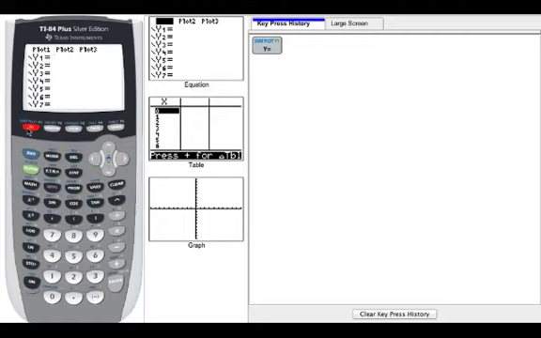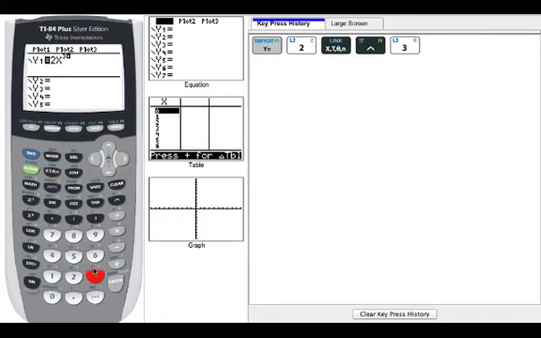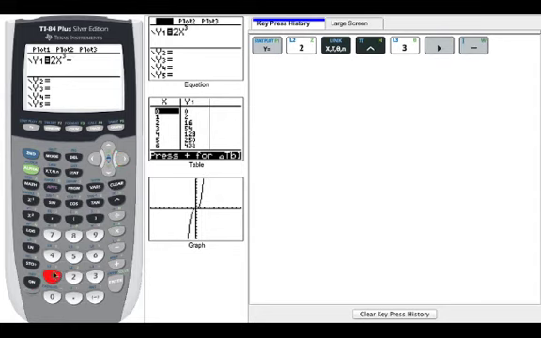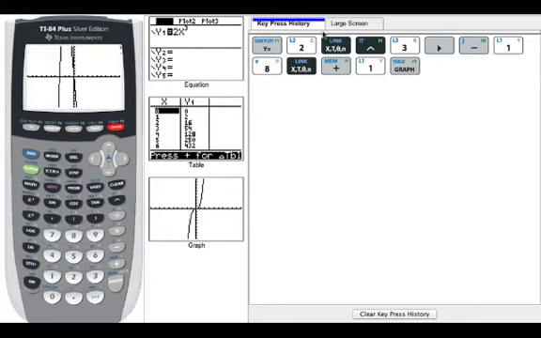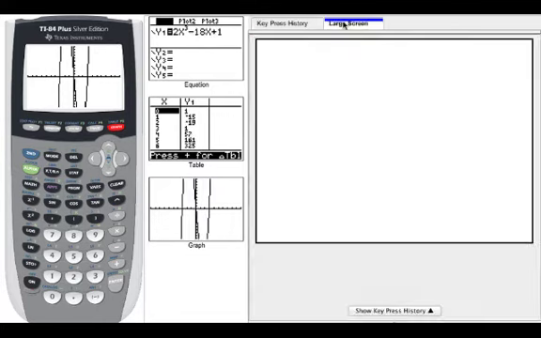So that equation is 2x to the third power minus 18x plus 1. And so we kind of have an idea of what this is probably going to look like. We've been studying these cubic graphs. So we hit the graph key and see what that looks like on the large screen.